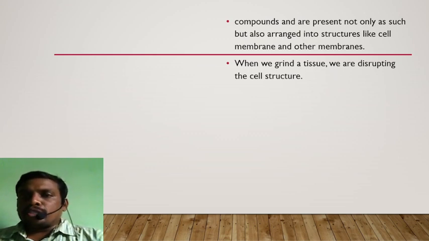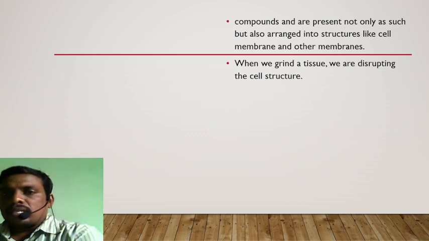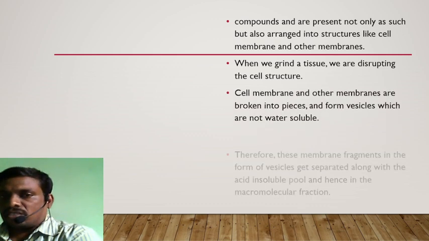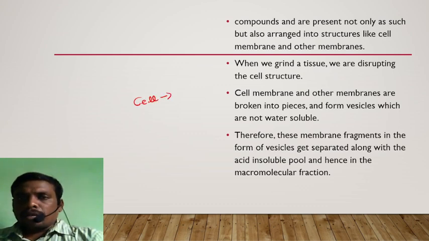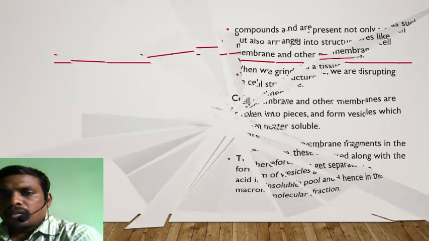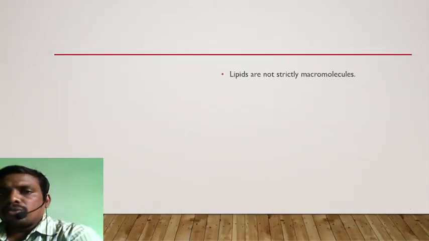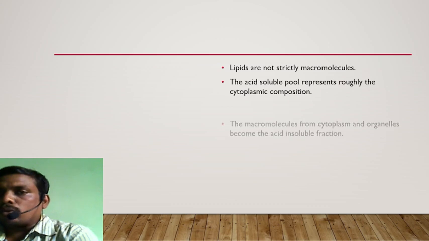When we grind the tissue, we are disrupting the cell membrane and cell structure. The cell membrane is broken into pieces, forming vesicles which are not water soluble. Therefore these membrane fragments in the form of vesicles get separated along with the acid insoluble pool, hence in the macromolecular fraction. Finally, if you carefully observe, lipids are not strictly macromolecules.